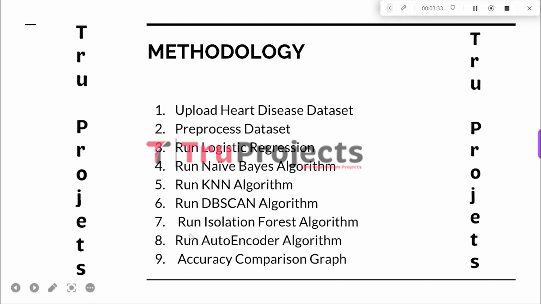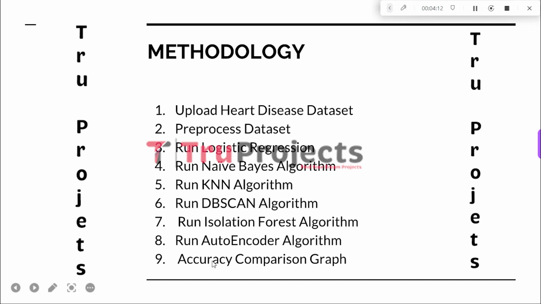And the seventh module is run isolation forest algorithm. This module utilizes the isolation forest algorithm, which is an outlier detection method. It isolates the anomalies by constructing random decision trees and identifying the instances that are easier to isolate. And the eighth module is run autoencoder algorithm. This algorithm is employed in this module to learn and reconstruct the input data, capturing the essential features in a lower dimensional representation. The reconstructed data can be compared to the original data to identify the anomalies.